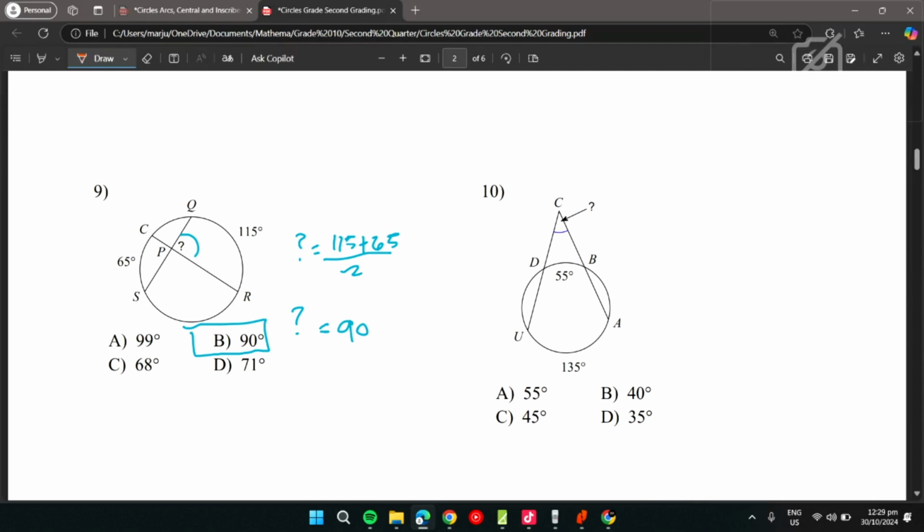What circle property is that? The chord. Remember, when two chords intersect inside a circle, the angle formed is just what? Equal to 1/2 of the sum of the arcs it made.